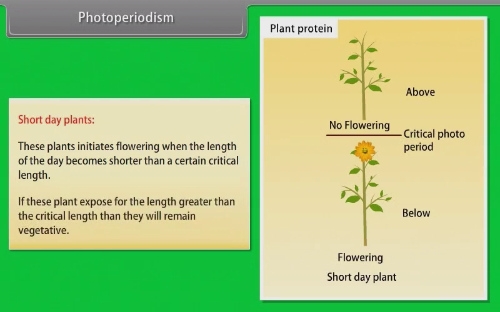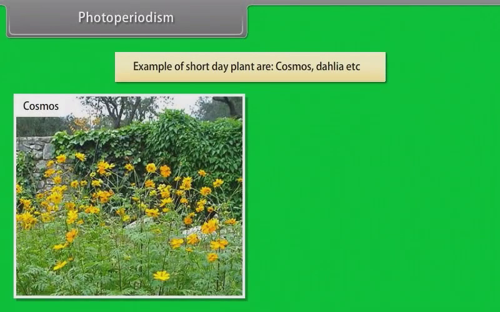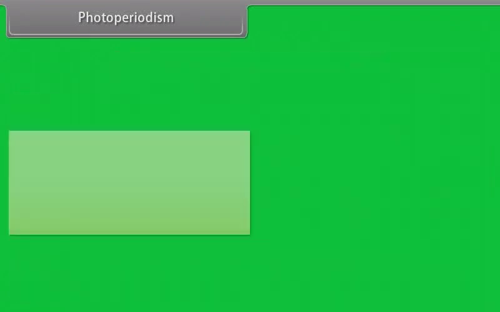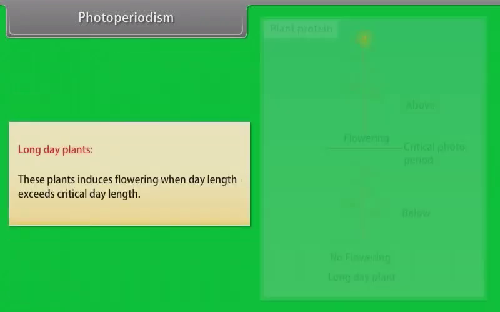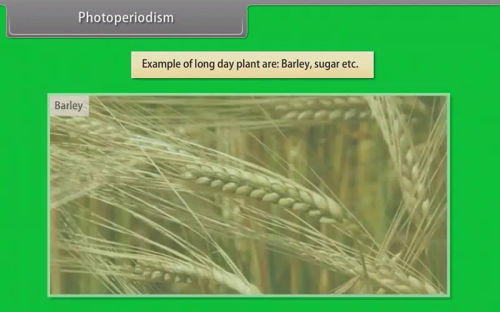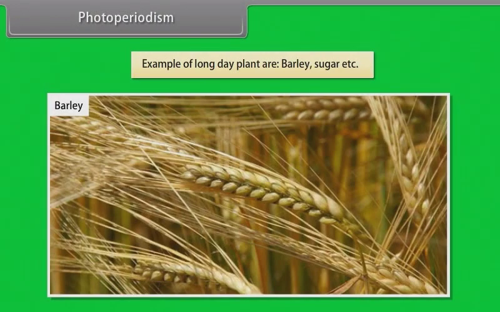If these plants are exposed to a length greater than the critical length, then they will remain vegetative. Examples of short day plants are Cosmos, Dahlia, etc. Long day plants. These plants induce flowering when day length exceeds critical day length. Examples of long day plants are barley, sugar beet, etc.